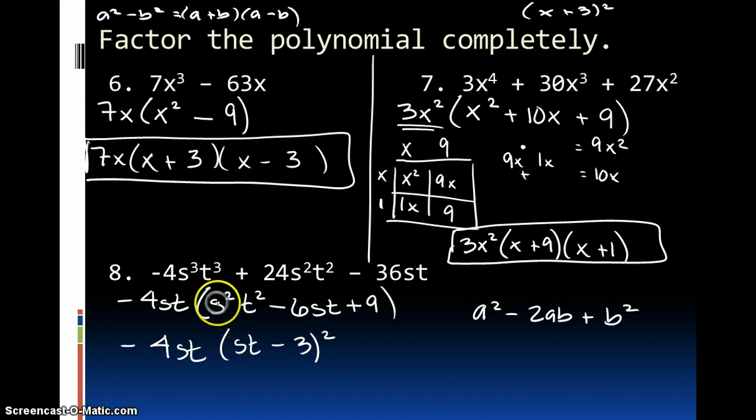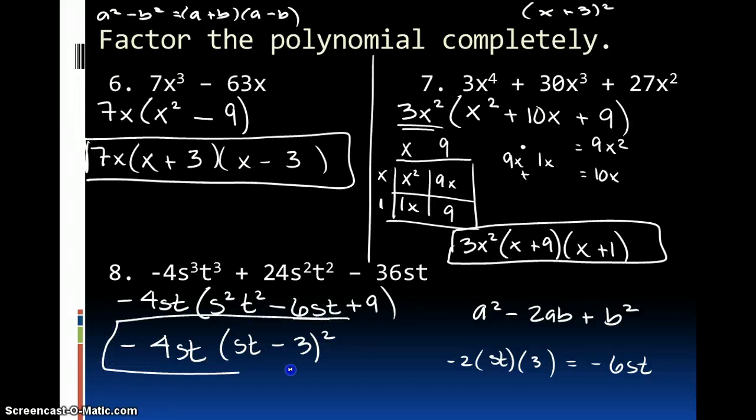What squared gives me s squared t squared? st. What squared gives me 9? 3. And then I can check it by just doing negative 2 times a, which is st, times 3, which is negative 6 st, which was my middle term there. That is factored completely.